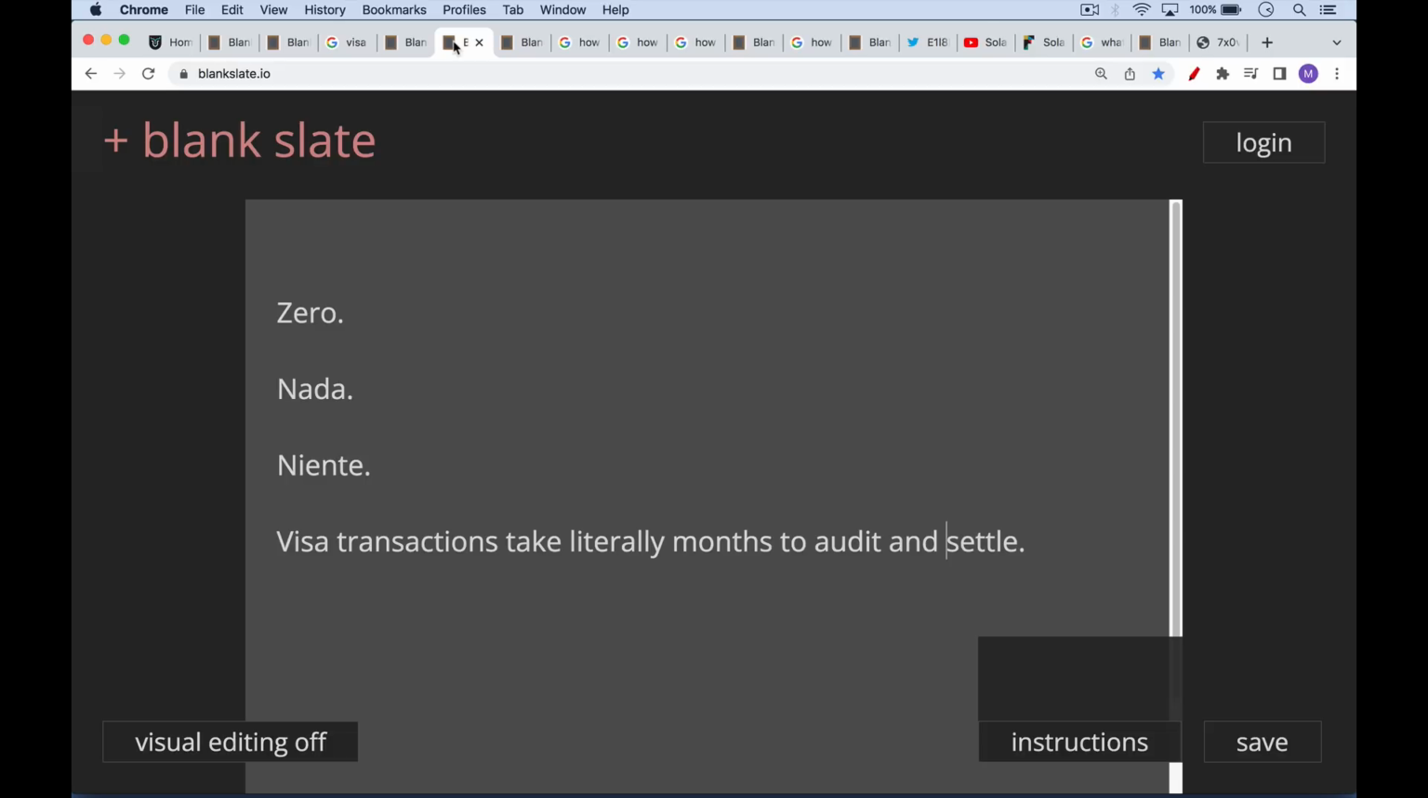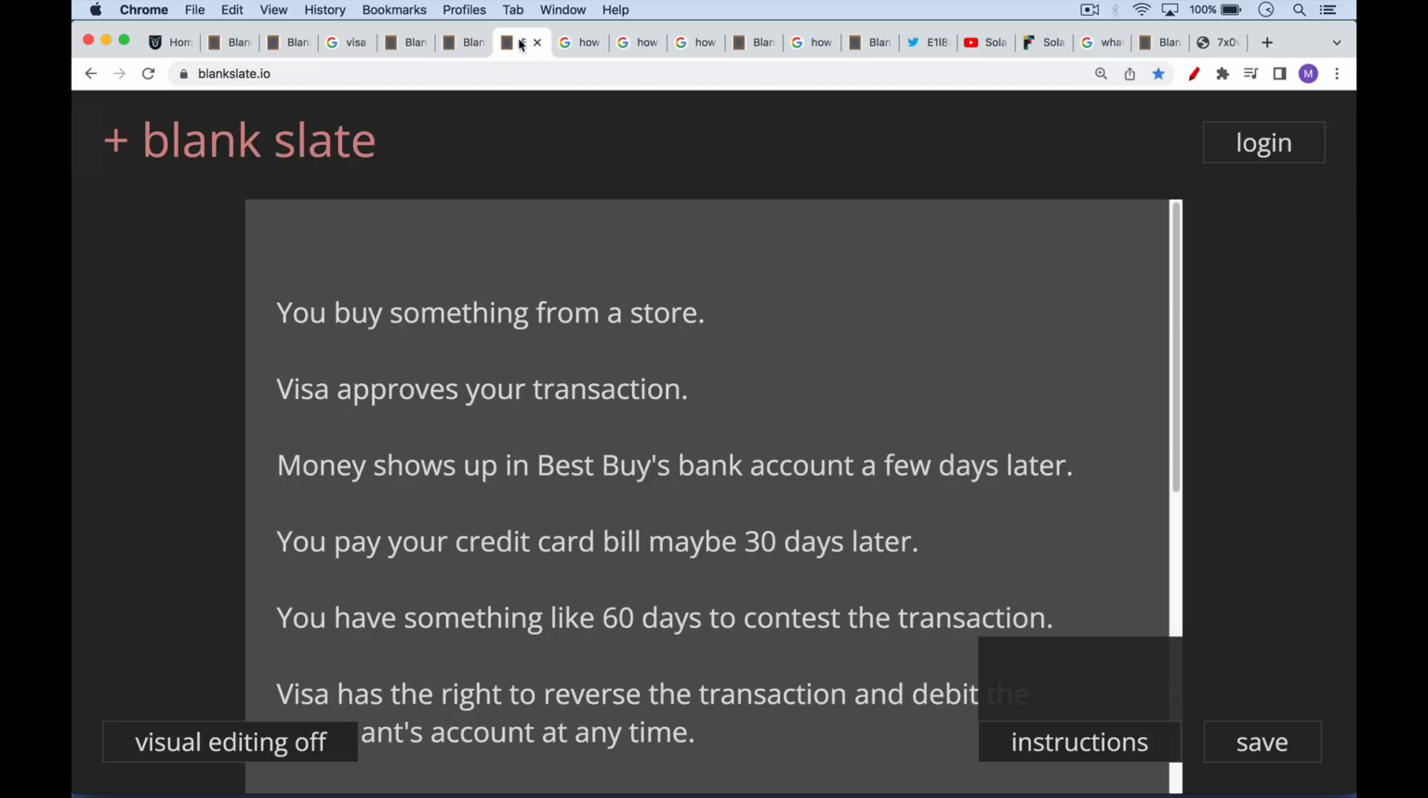And this is what a lot of the people who compare Bitcoin and Visa don't realize: they're actually comparing apples and oranges. So let's think through how it works when you purchase something from a store using your Visa card. Visa approves your transaction, money shows up in that store. Maybe we're buying something at Best Buy, for example. Money shows up in Best Buy's bank account or some other merchant's bank account a few days later.